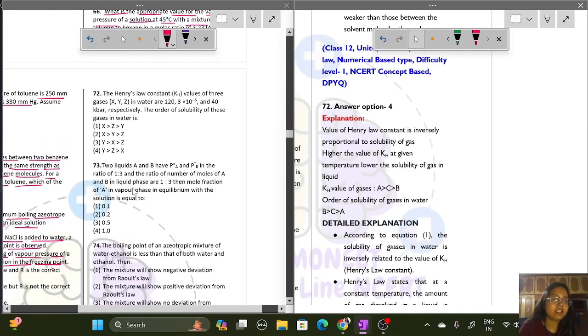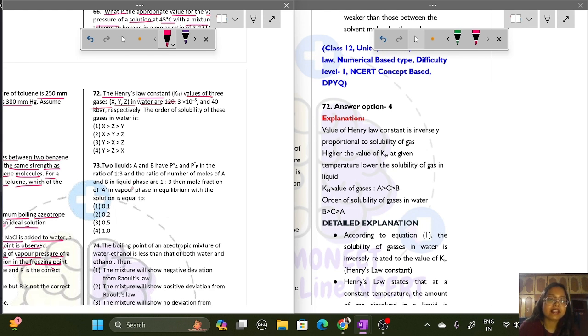Question number 72 says the Henry's law constant Kh values of three gases X, Y and Z are 120, 3 into 10 to the power minus 5 and 40 kilobar. We have to find the order of solubility of these gases. The value of Henry's law constant is inversely proportional to the solubility of the gas. So the higher the value of Kh, the lower the solubility. If we see the order of Kh value, then A is greater than C and it is less than B.